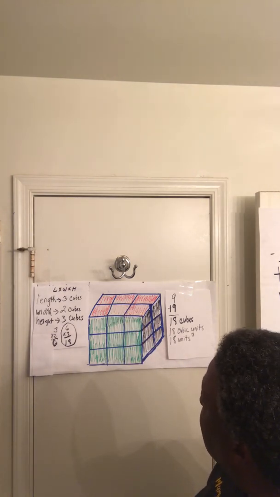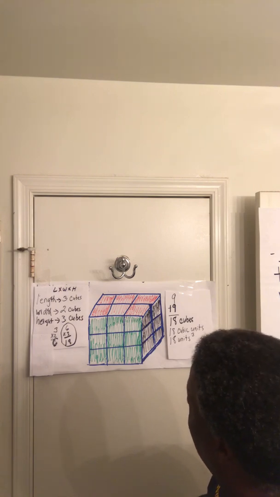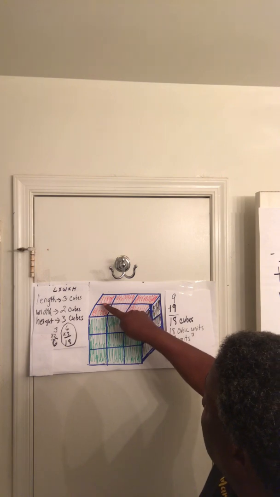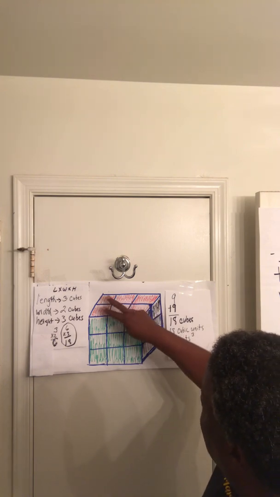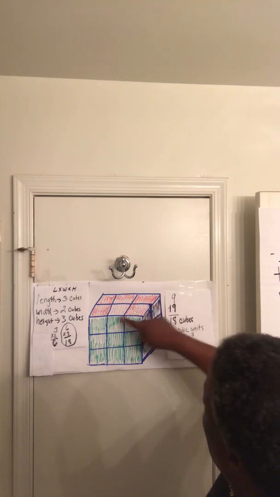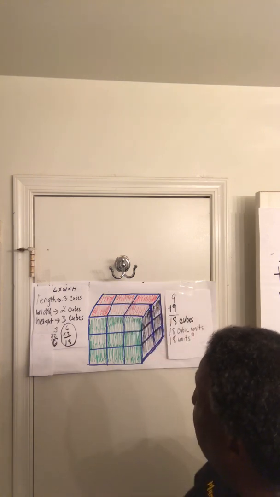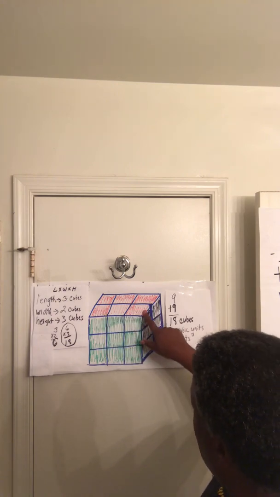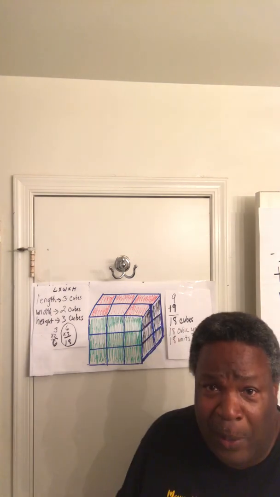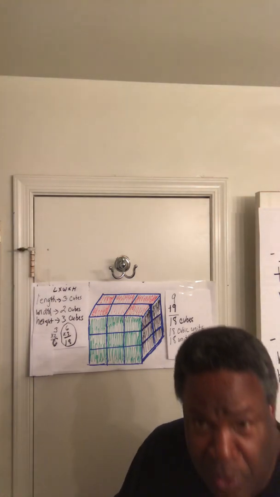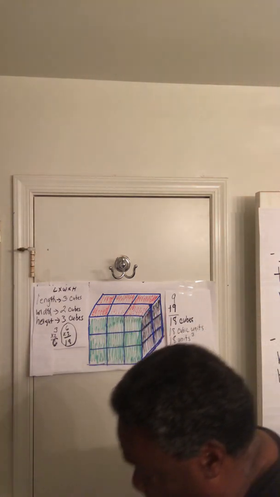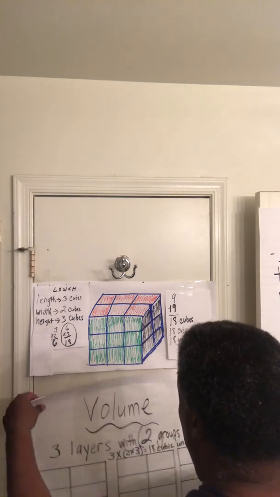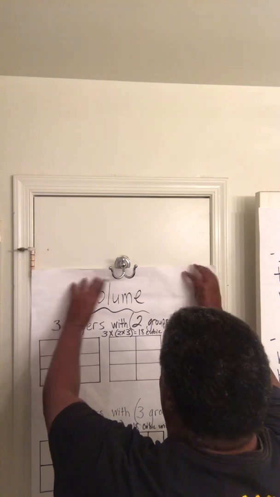I can say that the top layer has two groups of three. We have two groups of 3 cubes. Two groups, that's one group of 3, and that's another group of 3 cubes. So that's one way we can express what the top layer is showing. And I have recorded that on this chart here.